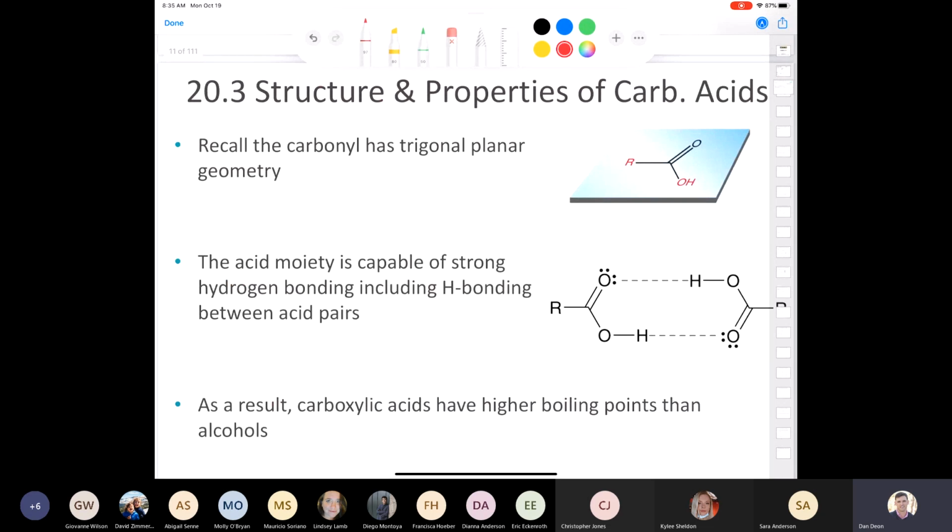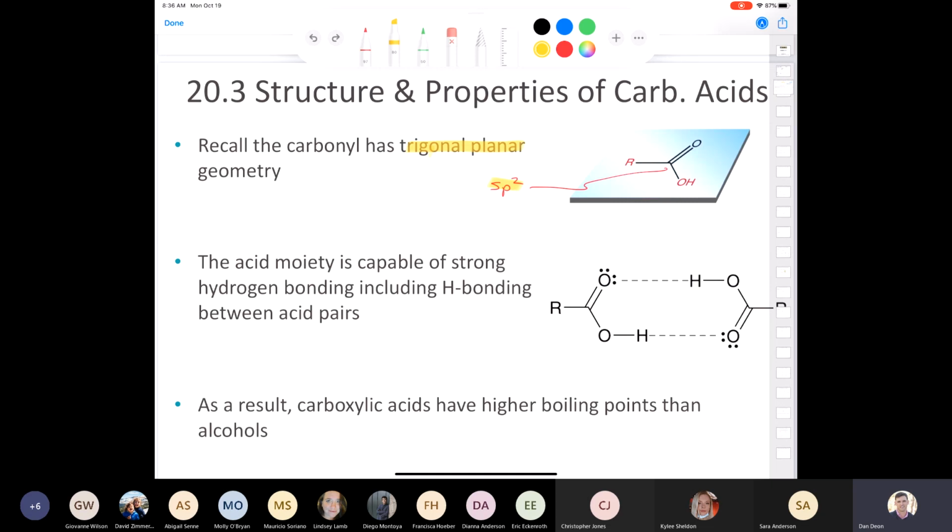Let's talk about the structure of a carboxylic acid. By now, you are all fully aware that this carbon of the carboxyl group is sp2 hybridized. It's trigonal planar in terms of its molecular geometry. What else? We know that carboxylic acid is capable of forming very strong hydrogen bonds, including hydrogen bonds between acid pairs. If you remember in Chemistry 3102, many of you took that class with me. We did a whole lab where we discussed TLCs and the polarity of a carboxylic acid, and I went over how it forms this almost 8-membered ring kind of system. And I could talk more about that, but I'll just leave that there.